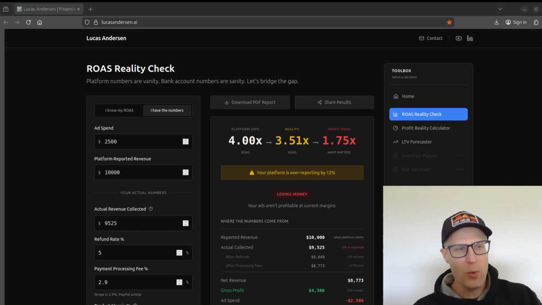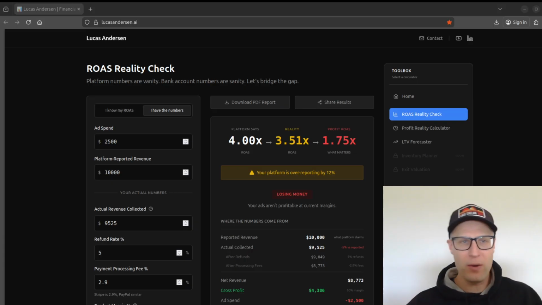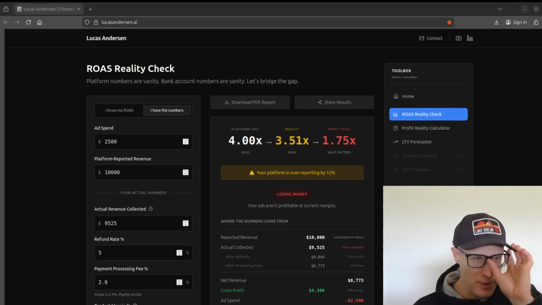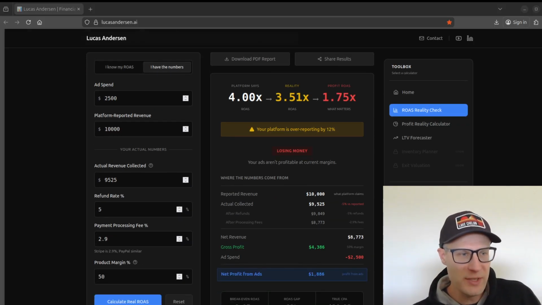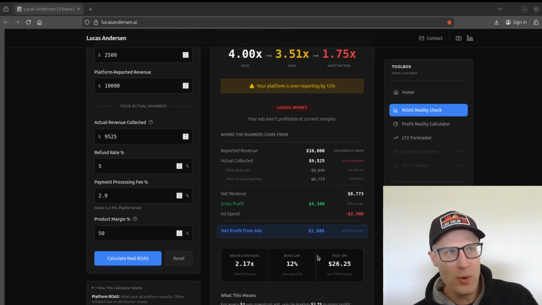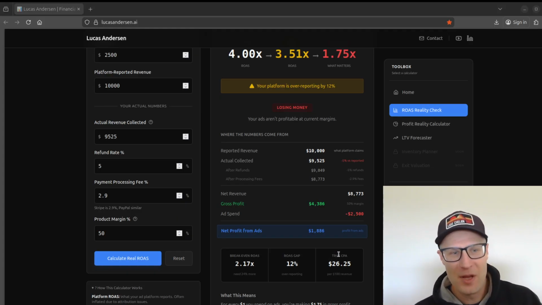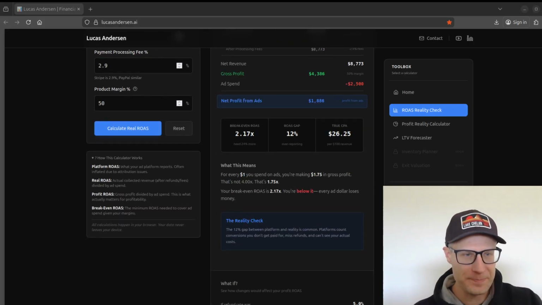But what if I include something like a tax rate or a refund percentage or a payment processing fee? This is the type of thing that I look at or think about, and perhaps you do too. So what I did was build a tool that tries to examine these types of things. If you go along to my website, lucasanderson.ai, very creatively named, you can see some of the tools here.